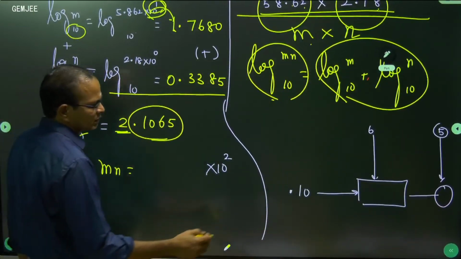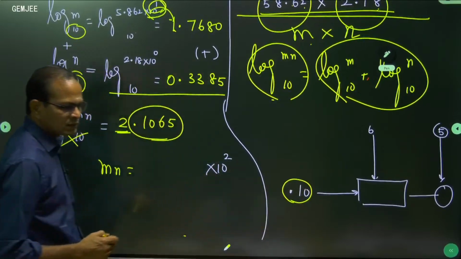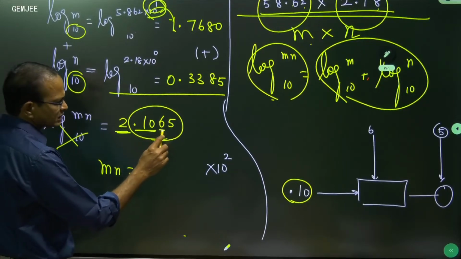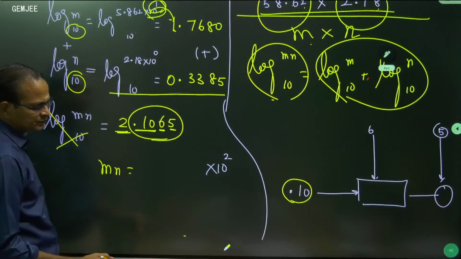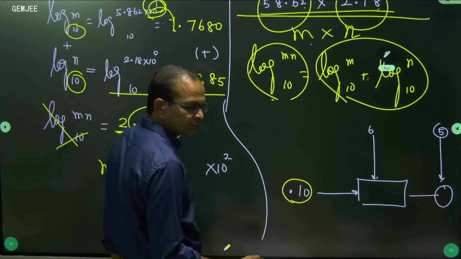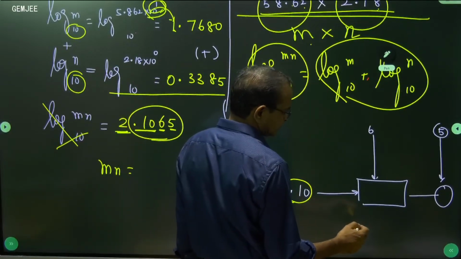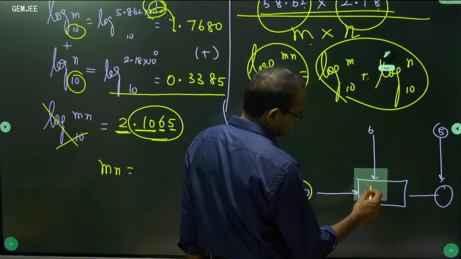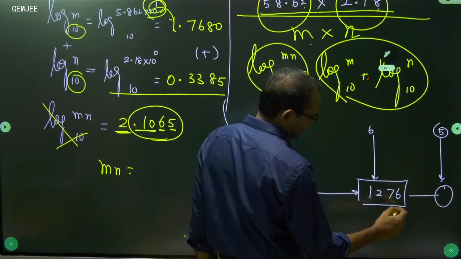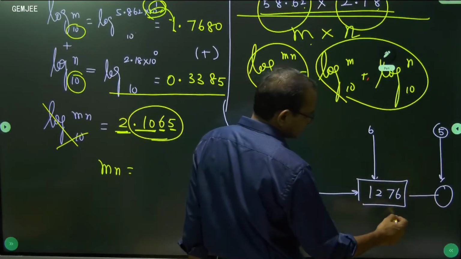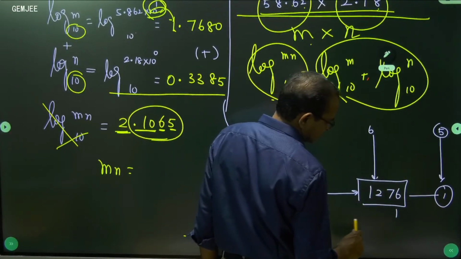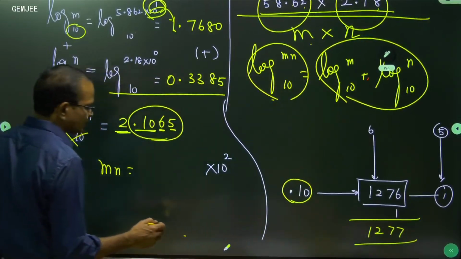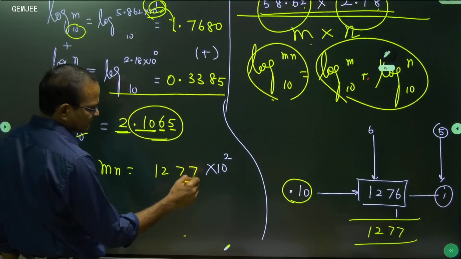0.10, look here, 0.10. For 6 it will be 1276, with the mean difference 5 adding 1, so you get 1277. Lift it and put it here, and it is done. The answer is 1277.